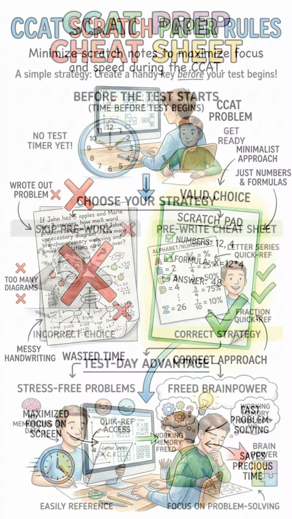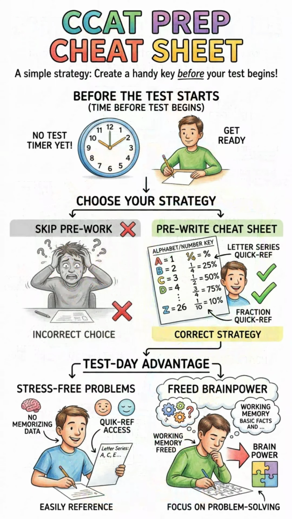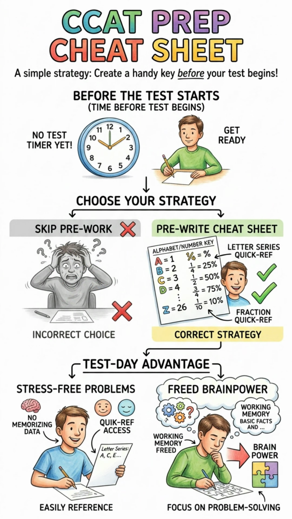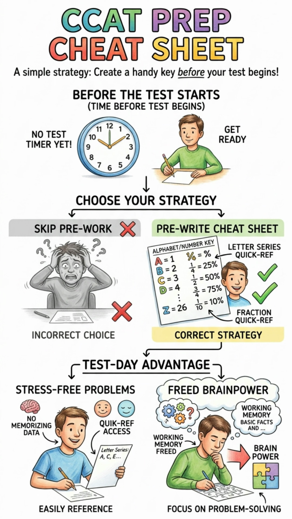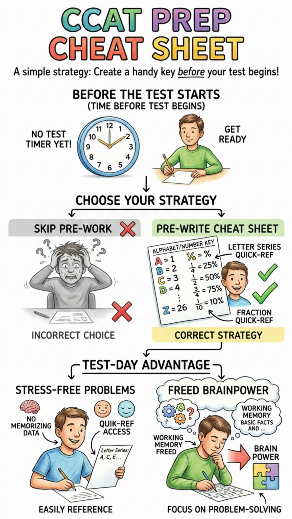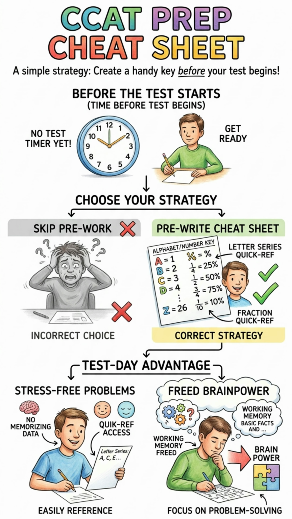Before you even start the timer, you should use your scratch paper to write down your alphabet number key and your common percentage fractions. Writing down that A equals 1, B equals 2, and 1/4 equals 25% takes about 30 seconds before the test begins. Having this cheat sheet readily available means you will not have to rely on your working memory when you encounter a stressful letter series or fraction problem later. Offloading this basic data onto paper frees up your brain power for actual problem solving.